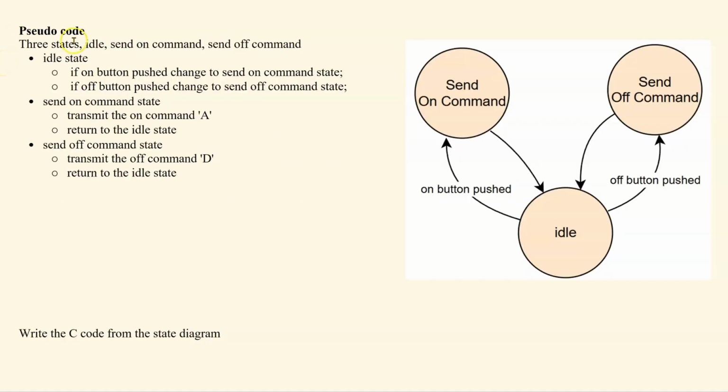So this is the pseudocode that I wrote. I have 3 states: idle, send on command, and send off command. This is the state diagram shown here. We start in the idle state. If the on button is pushed, we go to the send on command state, and there we transmit the command A, then we return back to the idle state. If the off button is pushed, we go to the send off command. We then transmit D and return back to the idle state. So now pause the video and write the C code from the state diagram.